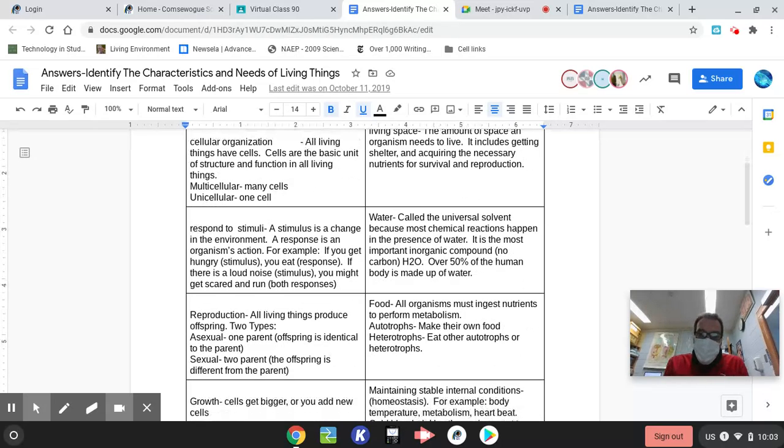Everything needs water. Water is the most important inorganic compound on the planet for living things. And it's inorganic because it does not contain carbon. No carbon here. Okay? Carbon, hydrogen, oxygen are the important elements in organic compounds. And this doesn't have carbon, so it's not considered organic. And things that have carbon are organic.